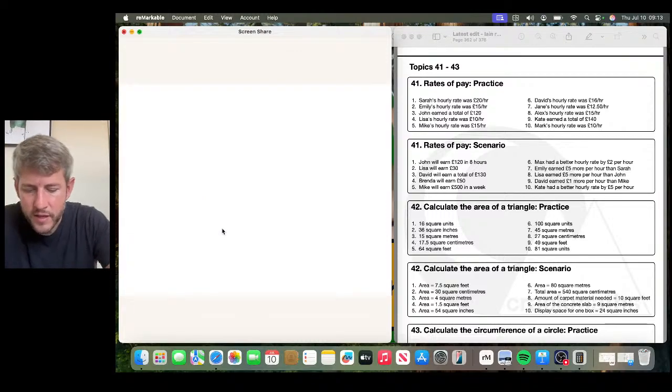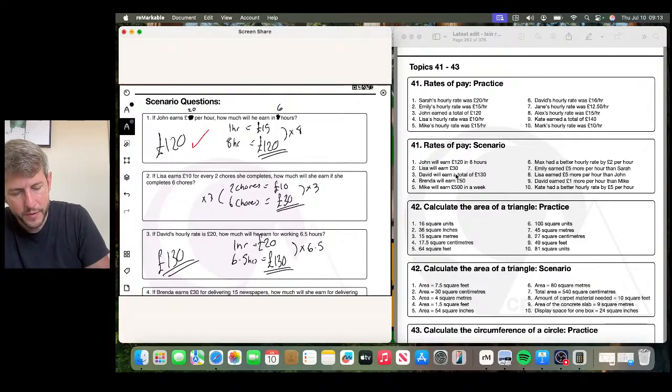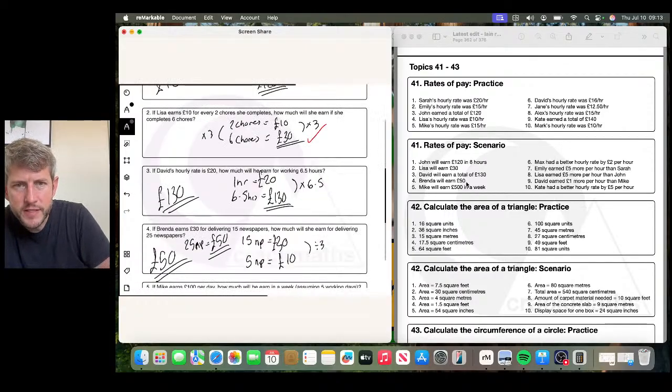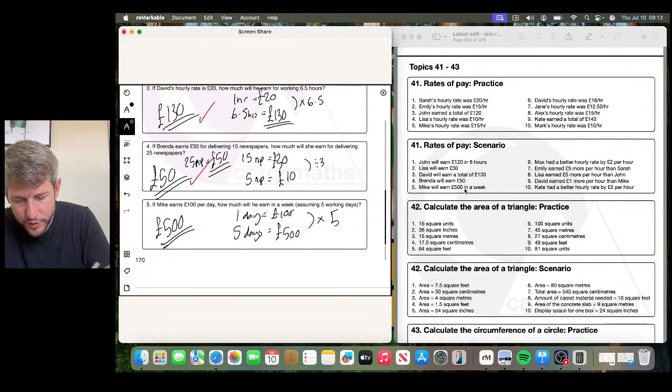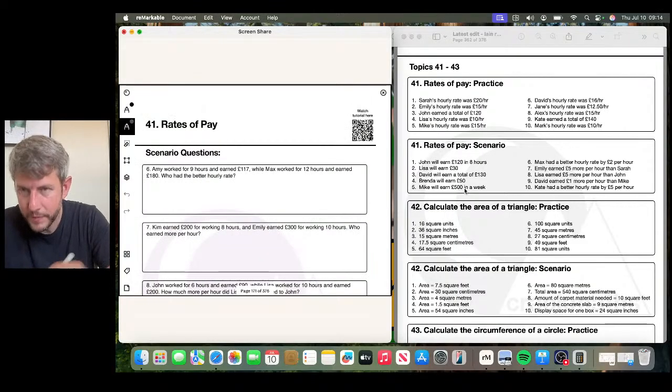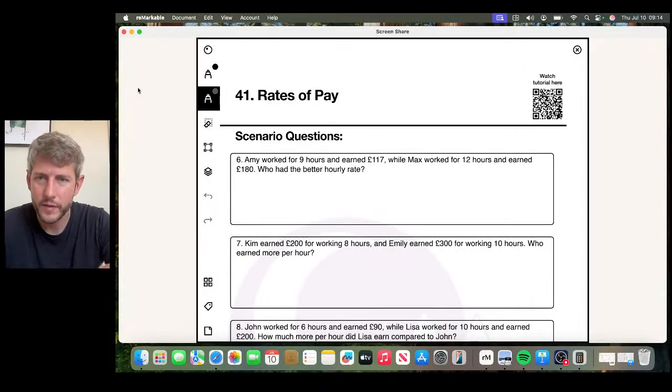Lisa earns £10 for every 2 chores. Lisa will earn £30. Yep, that's there. 130 for David. 50 for Brenda. And 500 for Mike. Okay, great. Let's have a look at the second round of those. Here we go, and see how this goes.